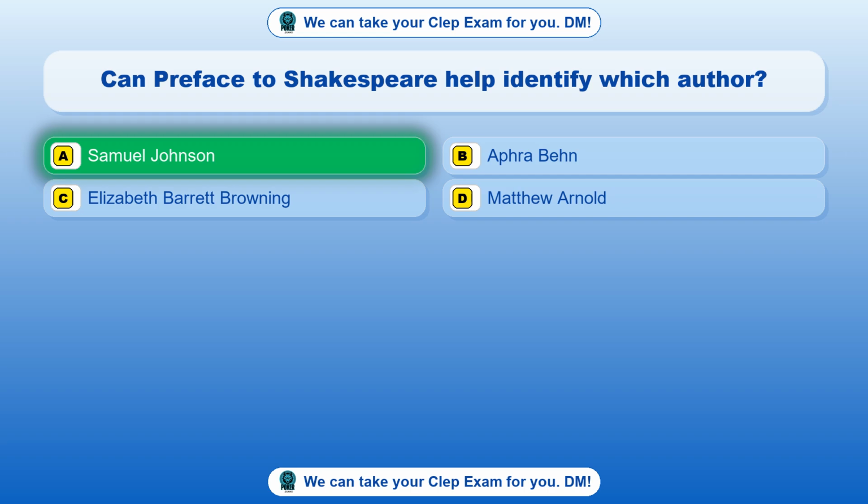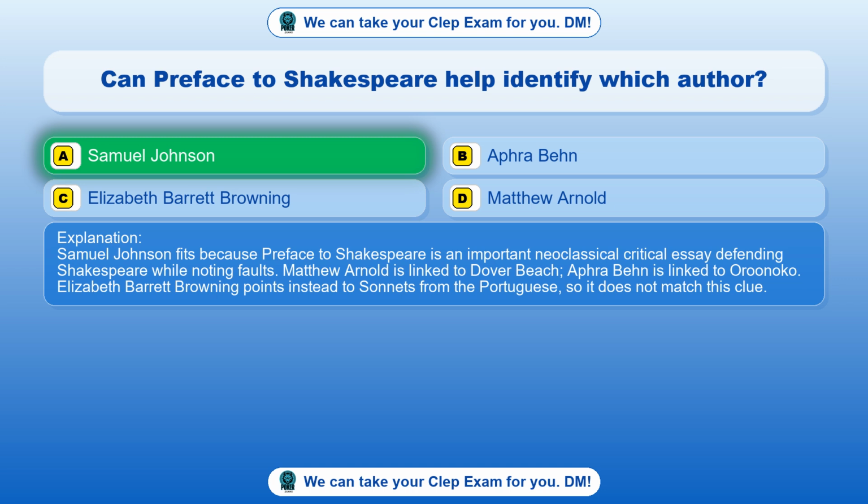Samuel Johnson. Samuel Johnson fits because Preface to Shakespeare is an important neoclassical critical essay defending Shakespeare while noting faults. Matthew Arnold is linked to Dover Beach, Aphra Behn is linked to Oroonoko. Elizabeth Barrett Browning points instead to Sonnets from the Portuguese, so it does not match this clue.